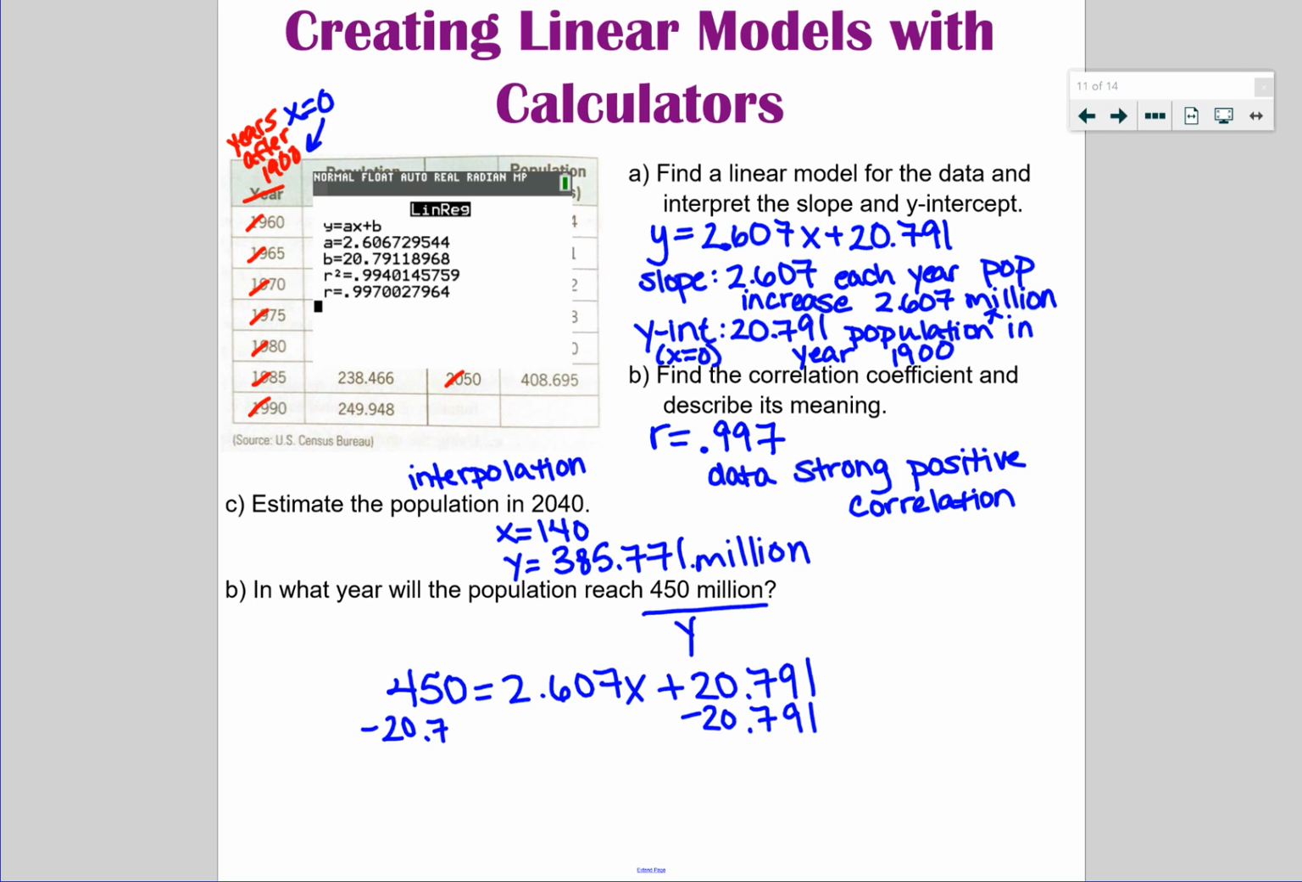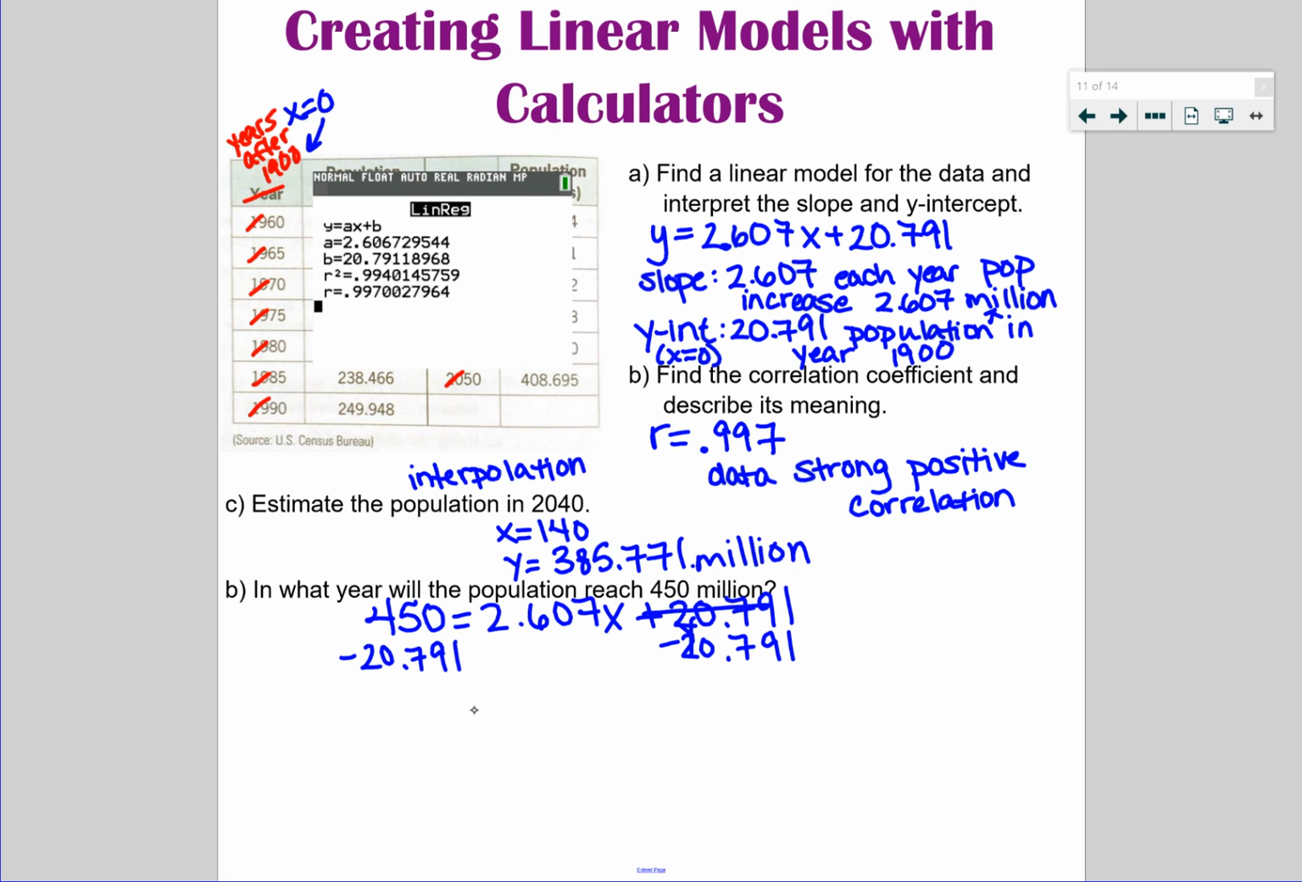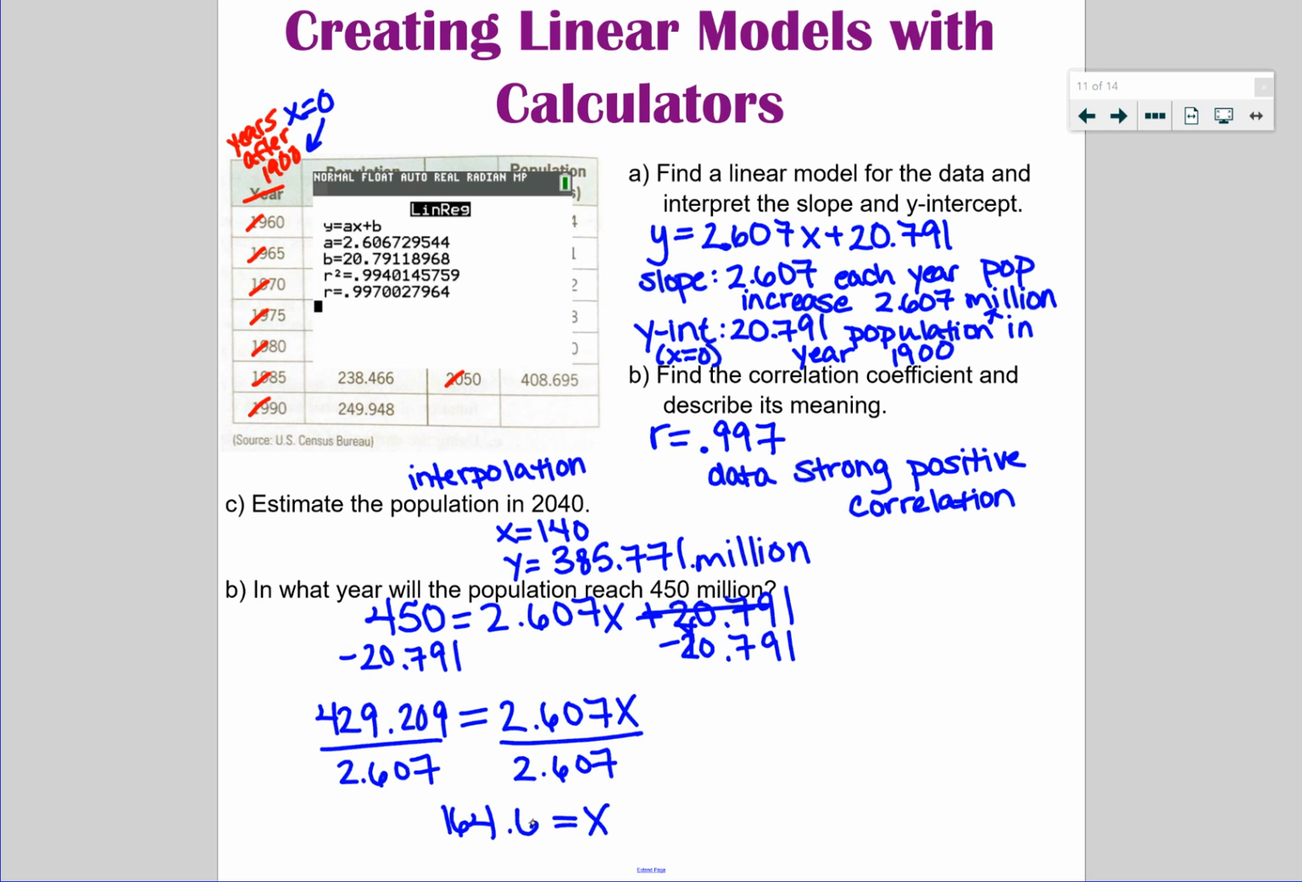20.791 on each side, and I'm just going to do that on the calculator I have in my hand right now. So 450 minus 20.791 gives me 429.209 equals 2.607x. And then to solve for x, we're going to divide by 2.607. So I get 164.6 approximately. And remember again, that's years after 1900.